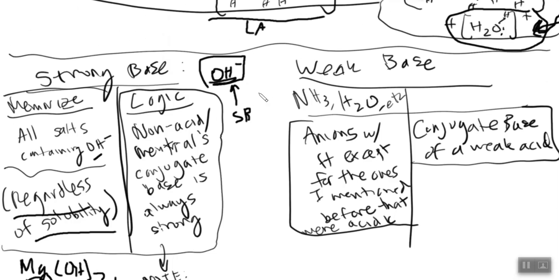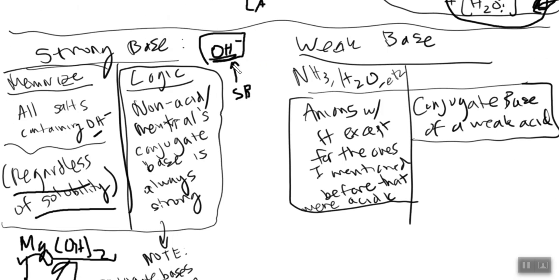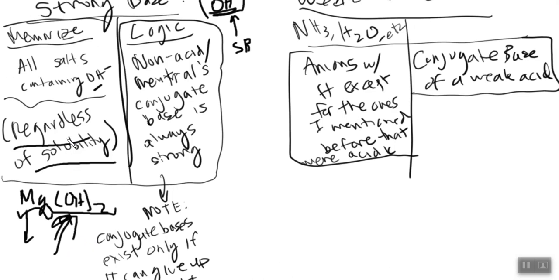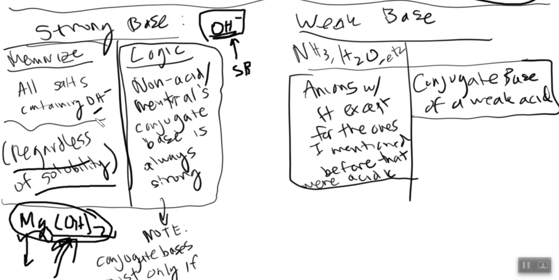So this is our strong base, OH minus, and as long as the salt has OH minus, regardless of solubility, it's going to be a strong base, because technically, all the stuff that actually dissolves, even if it's just a little, that stuff's going to be super strong because it has that OH, and OH is a very strong base.